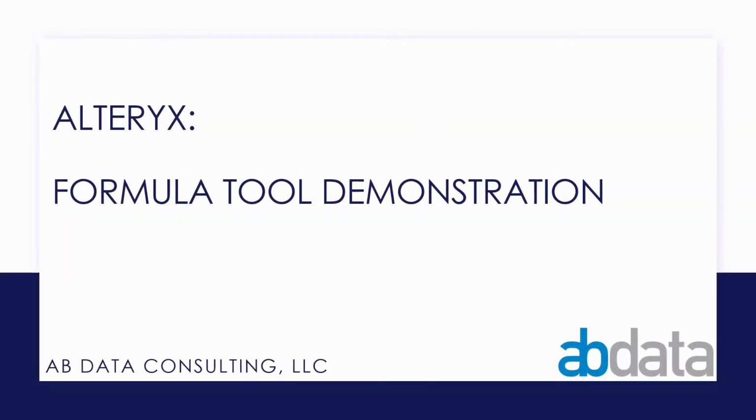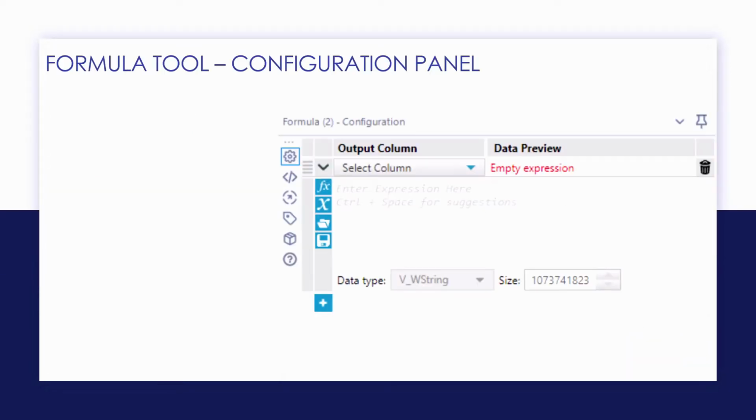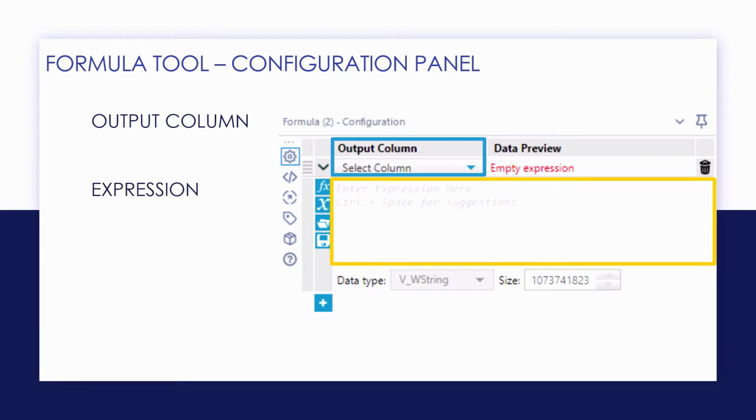In this video, we're taking a look at the formula tool. First, we'll take a deep dive into the configuration panel and look at the main components. First, we need to define an output column, whether we're updating an existing field or creating a new one. Then we'll create an expression in the expression box.